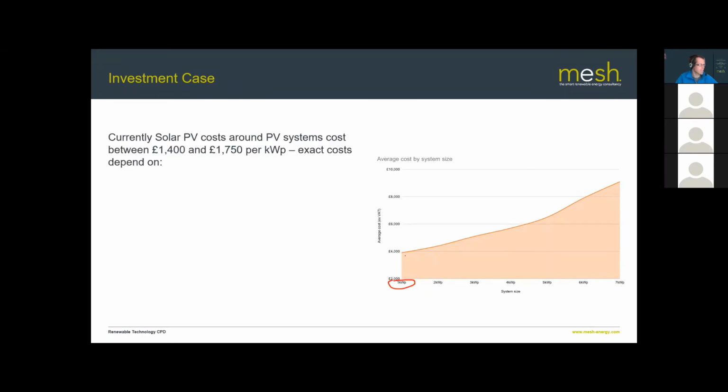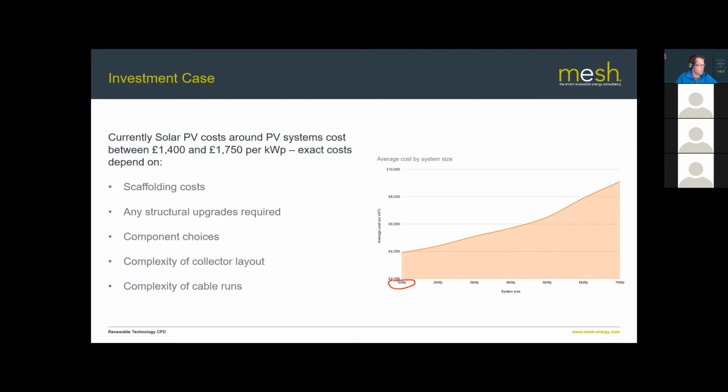The reason for that is that there are a number of fixed costs in installing a PV system. Things like scaffolding: whether it's a 1 kilowatt peak system or a 7 kilowatt peak system, that's pretty much a fixed cost. You may need to upgrade the structure, so that might well be a fixed cost. You're still going to have to get some guys there to fit the system and commission it, so that's a fixed cost.